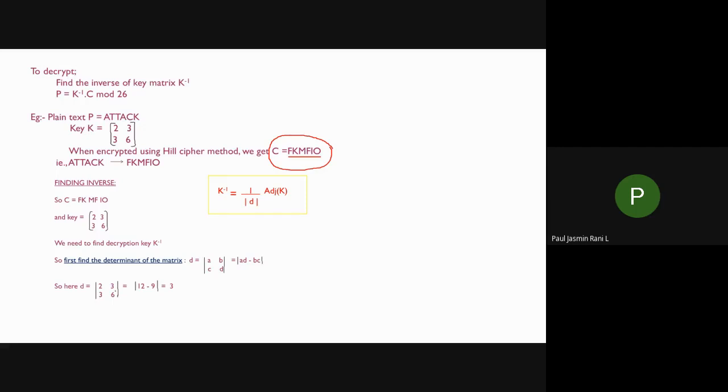The next one, let us see how you can do decryption. Let us assume that encryption is over and we got your ciphertext. How did you get the ciphertext? Ciphertext is equal to plain text into key mod 26. You just do multiplication of your plain text with your key.